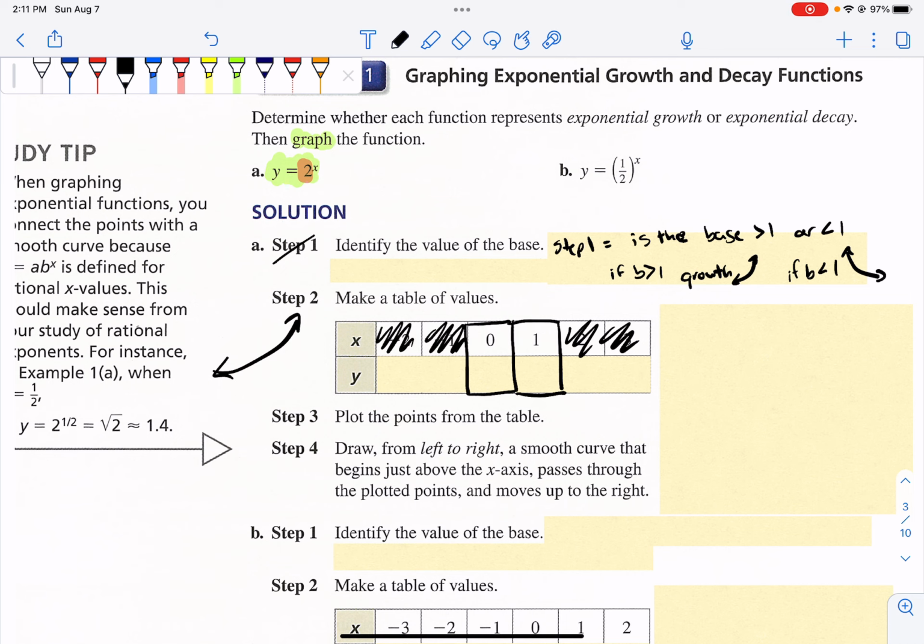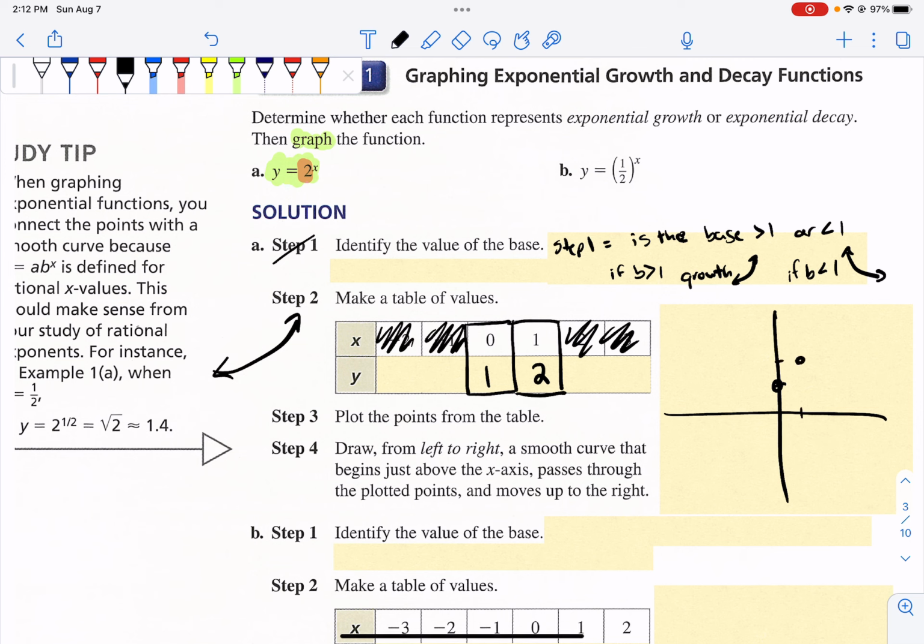You know what happens when x is 0. My y value is 1. Okay, when x is 0, my y value is always 1. You don't have to find all the other values. That is one of them that you need to find. The other value is when x is equal to 1. Do you guys remember what your y value is? Your y value is just the base. So when x is 1, I go up 2.